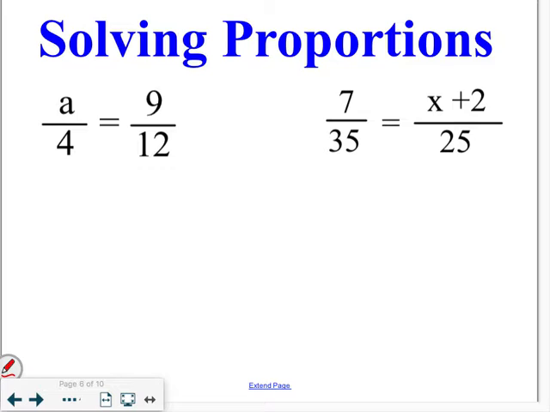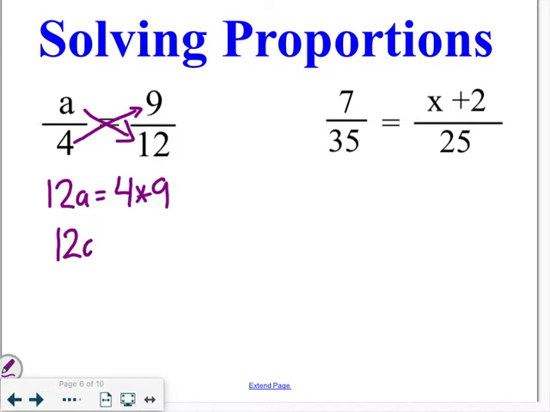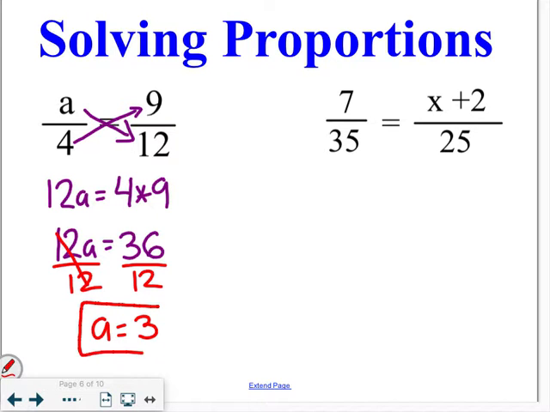So, for example, we have A over 4 is equal to 9 over 12. We're going to start by using the cross products. So we get 12 times A, or 12A, is equal to 4 times 9. That gives us 12A is equal to 36. Finishing to solve that equation, we divide both sides by 12 and end up with an answer of A is equal to 3.